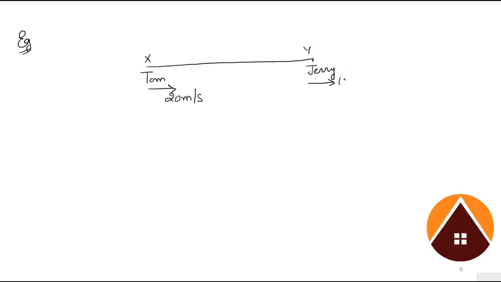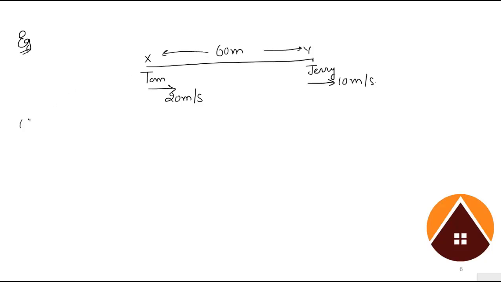Alright, let us understand the definition of relative speed with one more example. In this example, let me consider 2 points X and Y. There is Tom here who starts from X in this direction. There's Jerry standing here who starts from Y in the same direction. Say Tom goes at 20 meter per second. In the same time, Jerry starts from Y at say 10 meter per second. Say the distance between them is 60 meter.